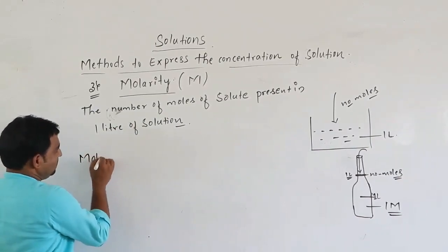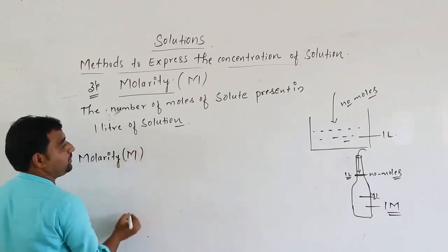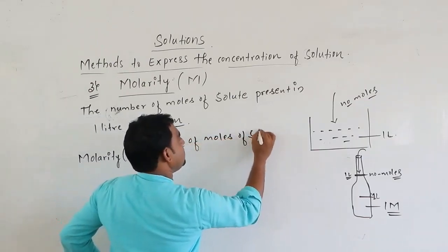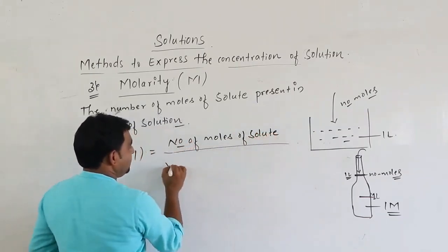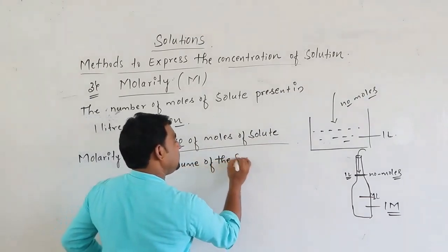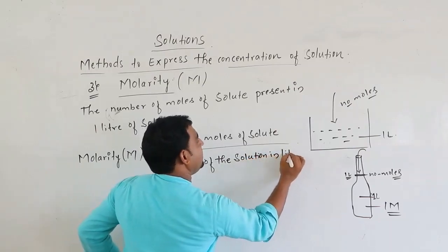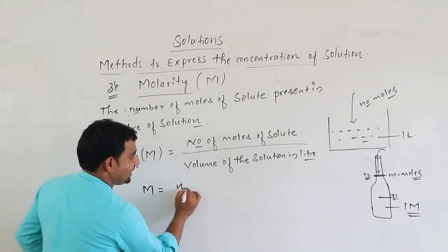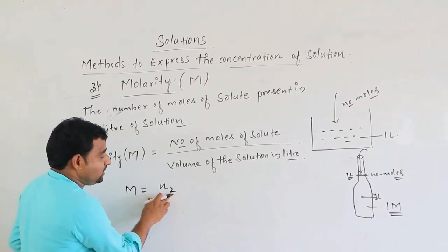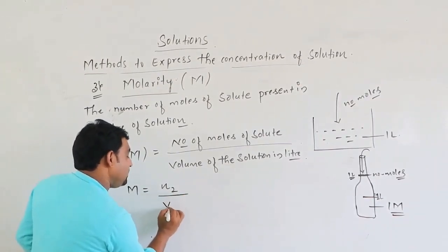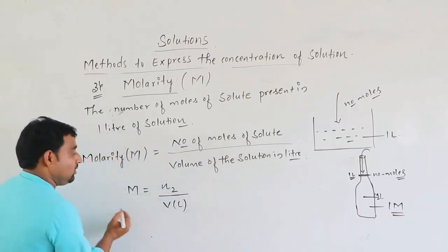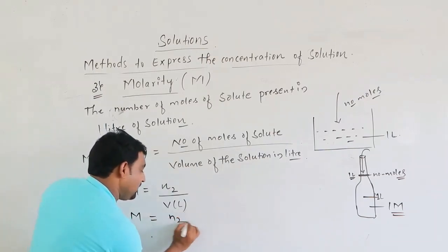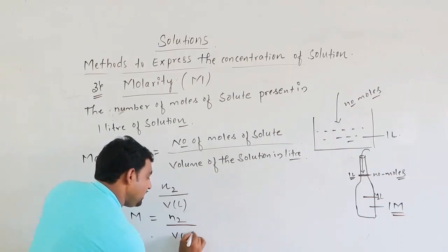Molarity, denoted by capital M, is equal to the number of moles of solute divided by the volume of the solution in liters. The number of moles of solute is written as N2, where 2 refers to the solute. So M equals N2 divided by volume of the solution in liters. This is the formula to calculate molarity. If the volume is taken in ml, you have to multiply by 1000.